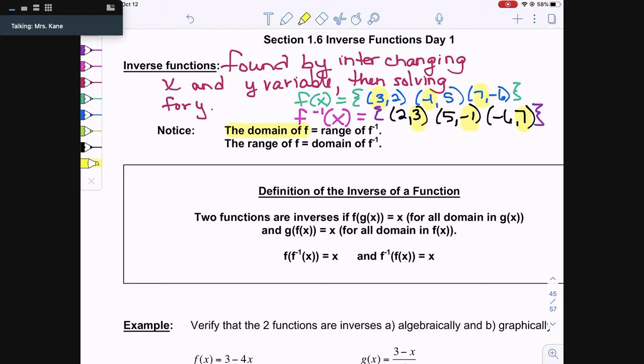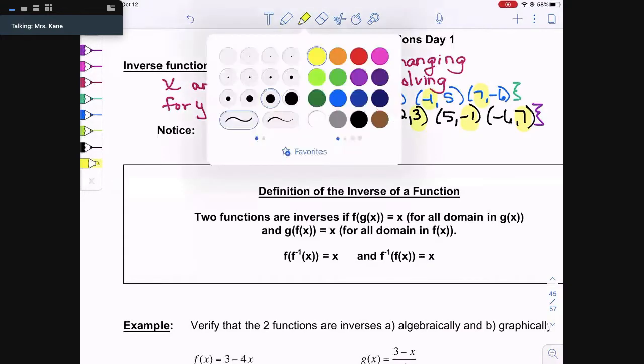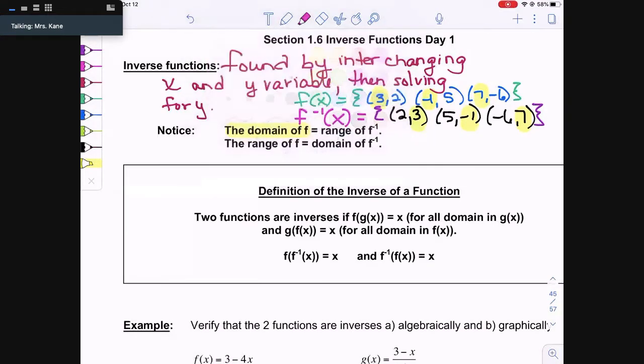So they should switch. So if it was the domain, it's now the range. And it works the same way. If it was the range, now it's become the domain of the inverse. So saying I switch x and y also means we're switching the domain and the range. So it kind of makes sense that it happens that way. Questions?